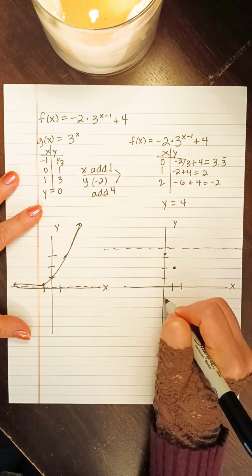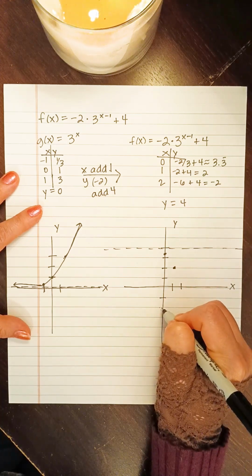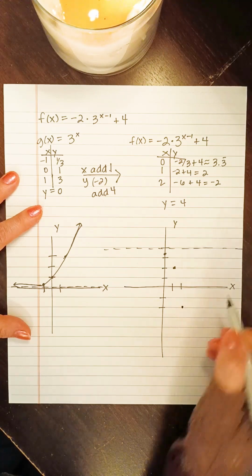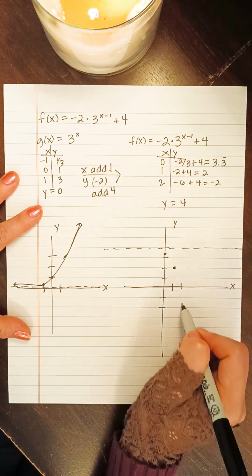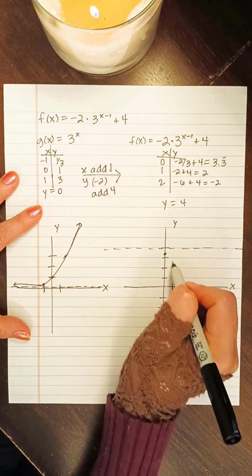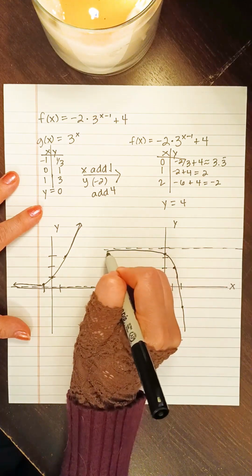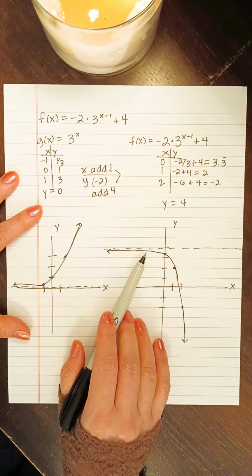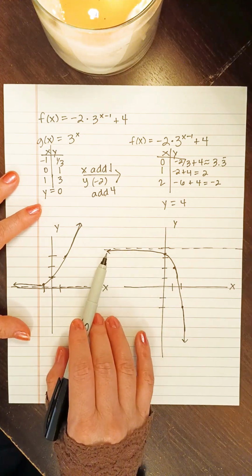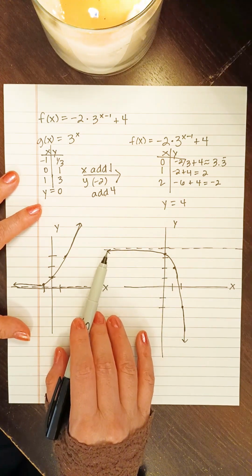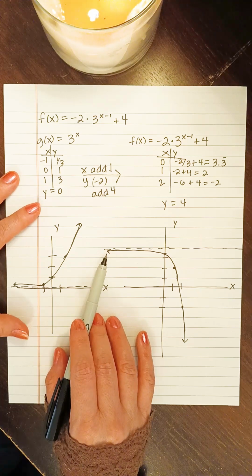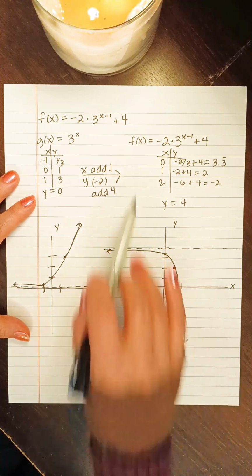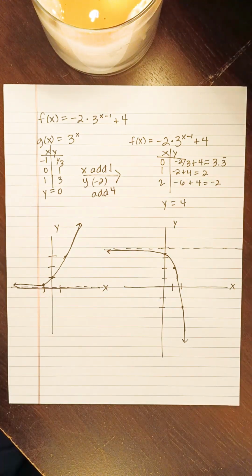So (2, -2), here. And then we're just going to connect the dots and approach the asymptote. The graph again approaches the asymptote, so it's supposed to be getting closer and closer to it, but never cross or touch. And that's it. This is the answer. This is the graph of this function using transformations.